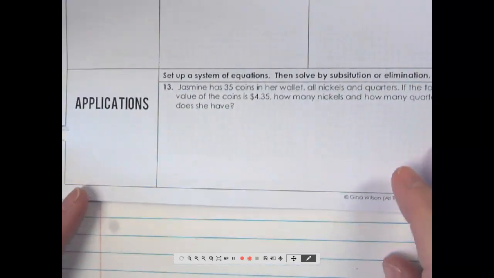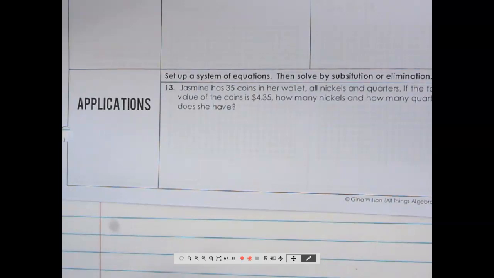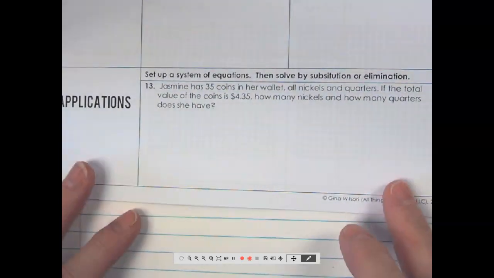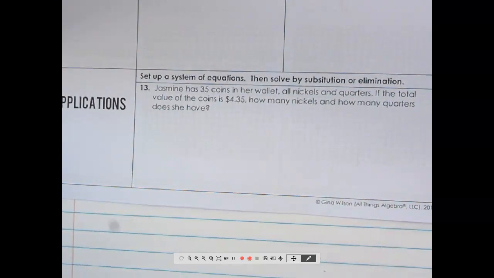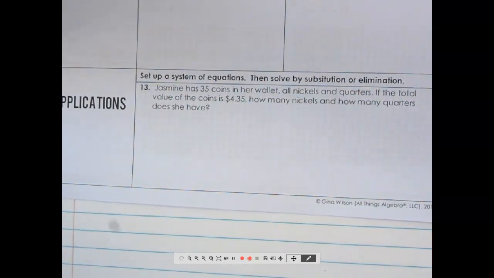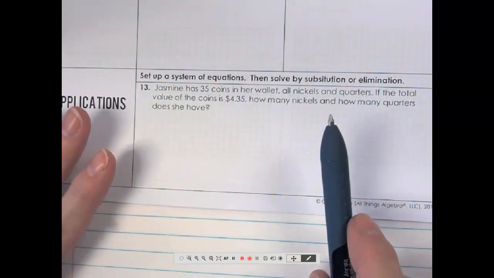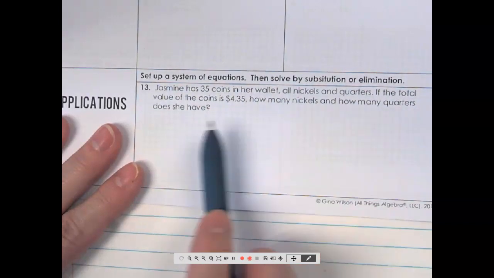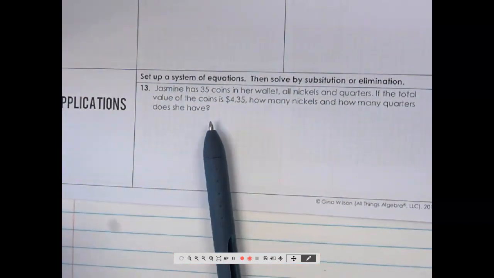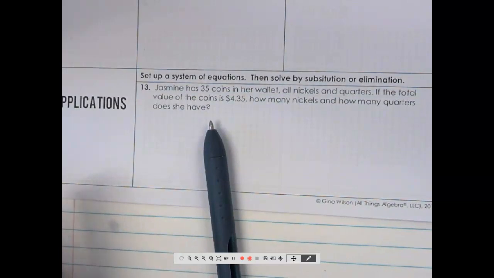All right, so Jasmine has 35 coins in her wallet, all nickels and quarters. If the total value of the coins is $4.35, how many nickels and how many quarters does she have? Okay, so always read the full problem before you start, because generally what you're looking for is going to be at the bottom. So how many nickels and how many quarters does she have?